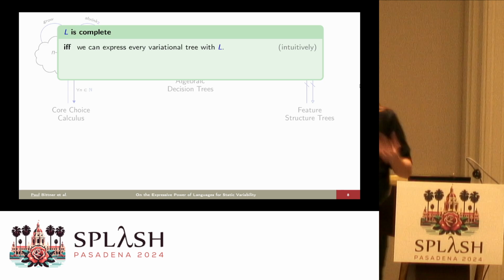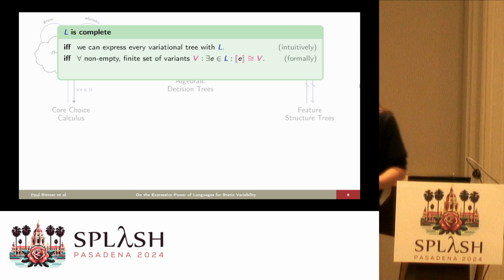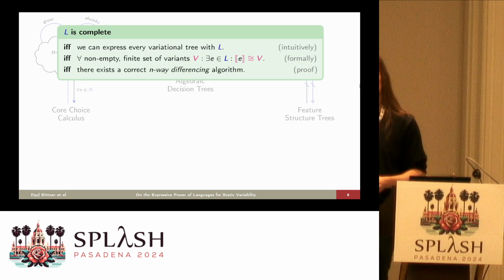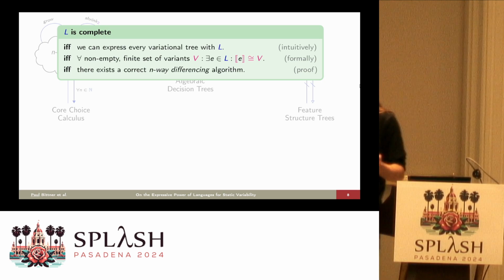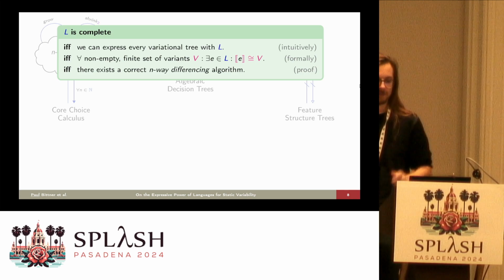Can we express every element of our semantic domain? Formally, we say for every non-empty and finite set of variants, or set of sandwiches, we want to be able to build an expression that does exactly that. In the world of software engineering, this is typically known as differencing, in this case n-way differencing, because we have n trees of input data and want to find the similarities and differences in one expression.